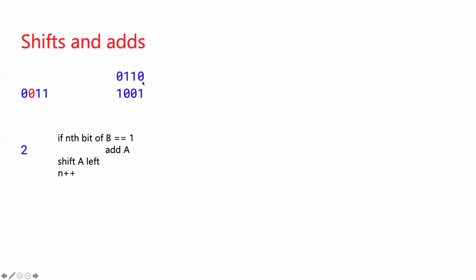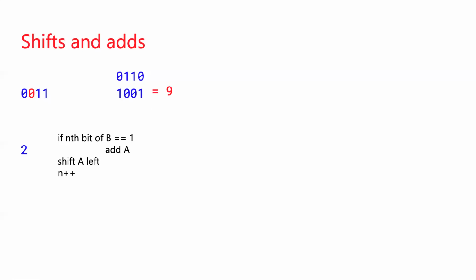And then for the next iteration, we're going to shift A to the left again, but we're not going to add that in because the next bit of B is 0. So when we're done, we only ended up adding in the copy of A as it was originally because of this low order bit. And then A shifted to the left by 1 bit because of this bit. And that gives us 1001, which is what we were expecting to get.